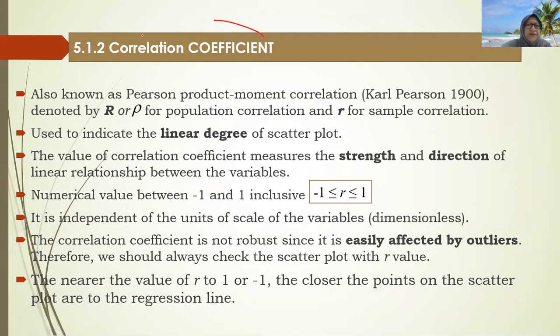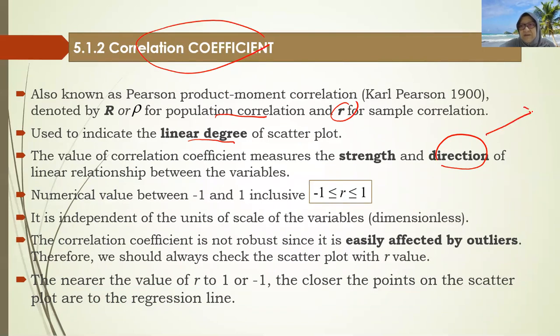Okay, correlation coefficient. I mentioned in the first session, correlation coefficient is simply the numerical value that gives the strength of the relationship. This value was introduced by Karl Pearson in 1900. The notation we use is R or rho for population correlation, and for sample we use small r. It is used to indicate the linear degree of the scatter plot, or the strength of the relationship between the independent and dependent variable. And also it gives the direction, either positive or negative.